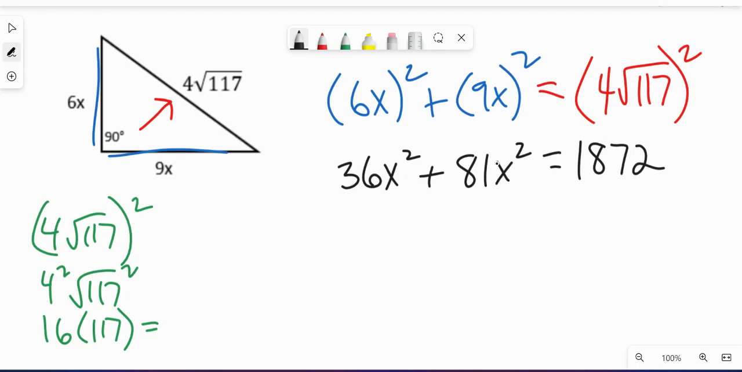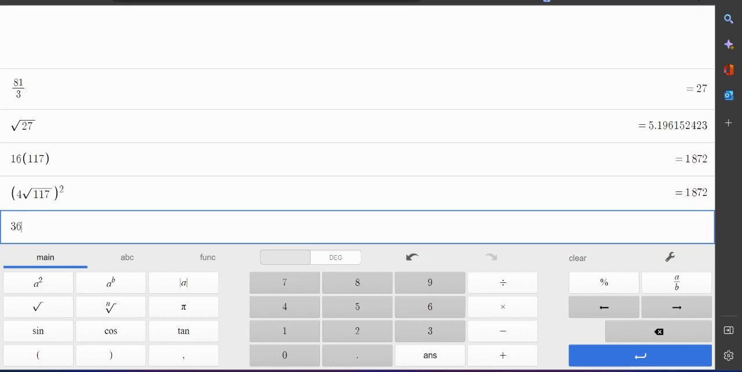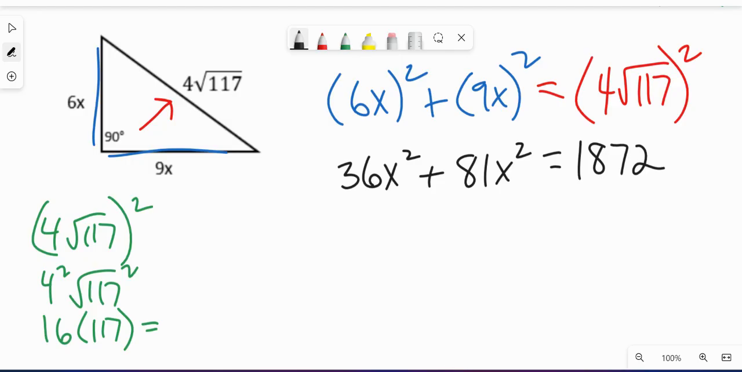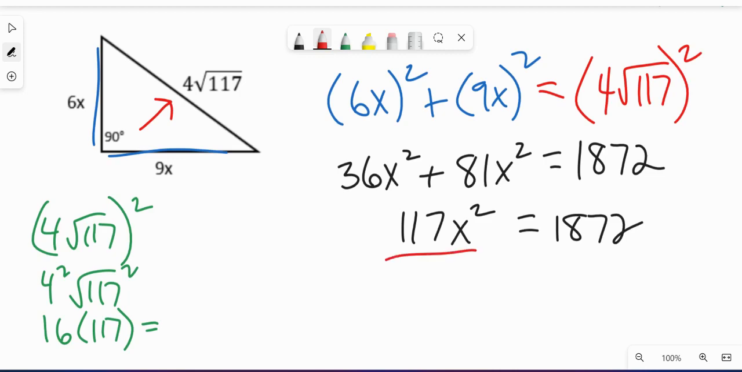All right, 36x squared plus 81x squared. So 36 plus 81 is 117. Interesting. 117x squared. Then I'm going to divide both sides by 117. You know what's funny? Because when we did it by hand, we could figure out, look at this, 16 times 117 is our answer. And we could double check it, but I know my answer is going to be 16 just by doing the math that I did before.